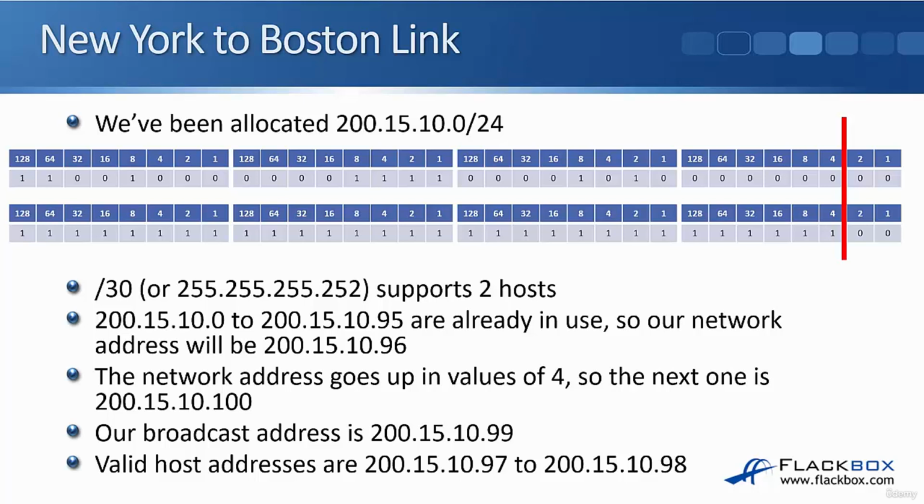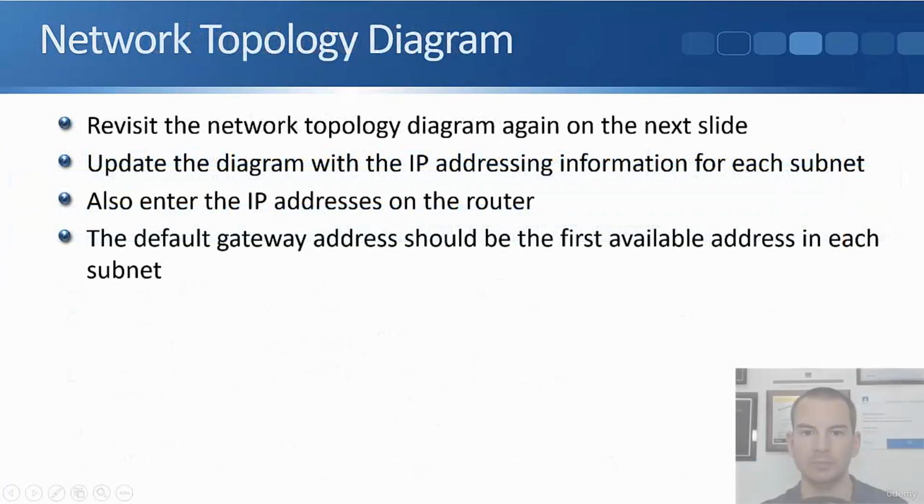We're already using up to 200.15.10.95 for our departments. So our network address will be 1 up from there. We're going to use 200.15.10.96. If you look at the line, it's after the 4. So the network address is going to go up in increments of 4. So the next network address would be 200.15.10.100. 1 less than that gives us our broadcast of 200.15.10.99, which leaves the host addresses to be .97 and .98.